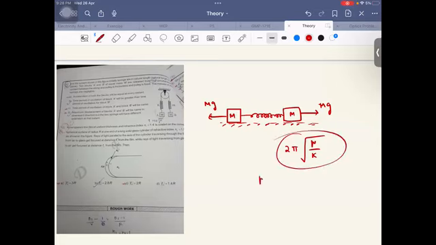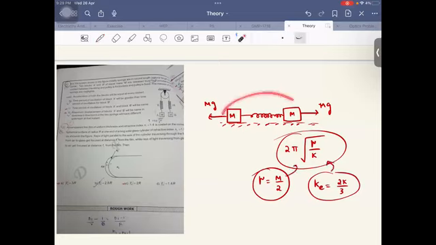Mu is the reduced mass, which is given as m1 m2 by m1 plus m2. In this case, what is the reduced mass? M by 2 you are going to get. And similarly, what is K equivalent, sir? K equivalent is 2K by 3 you are going to get. So you just substitute here and you are going to get the time period of the oscillations of this system. Right?